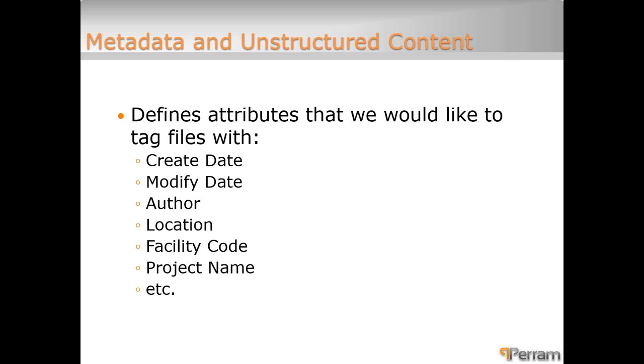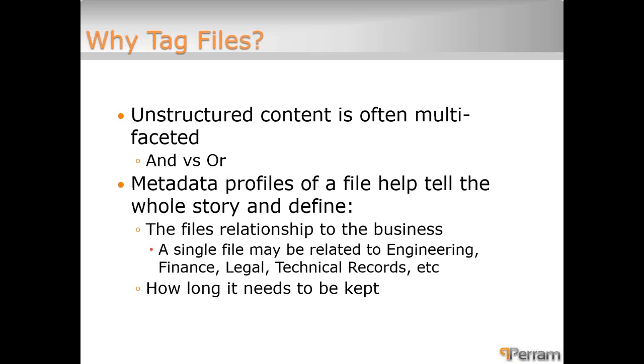So when we talk about tagging unstructured content with metadata, what we're really doing is just looking at the attributes that we want to associate with those files. So anything as simple as the create date, modified date, the authors, a lot of that system metadata is available. But we want to branch out beyond that and start to think about things like location, facility, code, project name, specific business metadata elements that are specific to the business that we'll want to be able to use and to recall information in the system as time goes by.